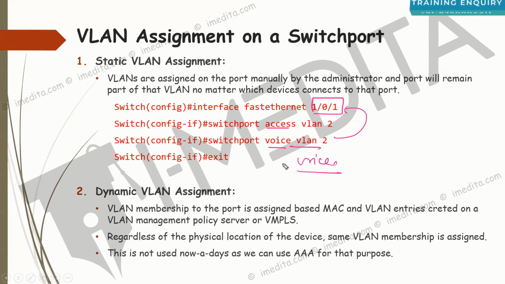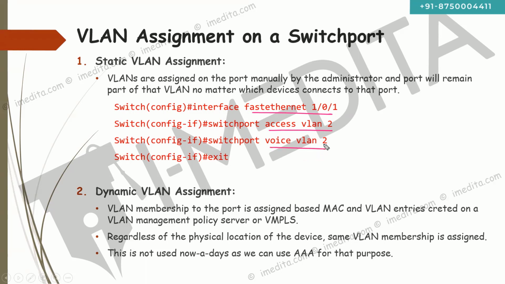To support the voice traffic, we can configure the switchport voice VLAN command, and switchport access. Access basically means more like data, that this port belongs to the data VLAN 2 and this port belongs to the voice VLAN 20, 30, whatever. If I configure the port into VLAN 2, that port will remain in VLAN 2 no matter who connects to that particular port.